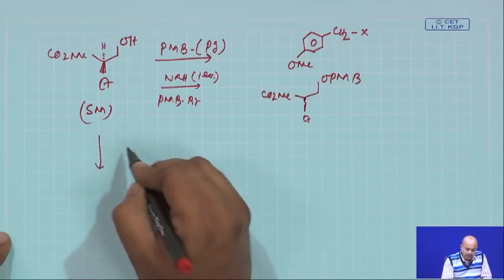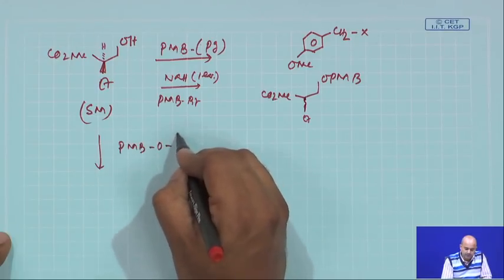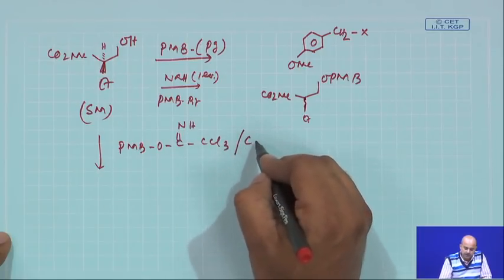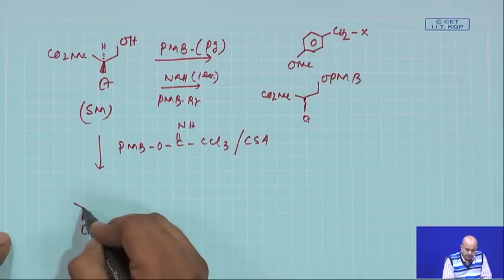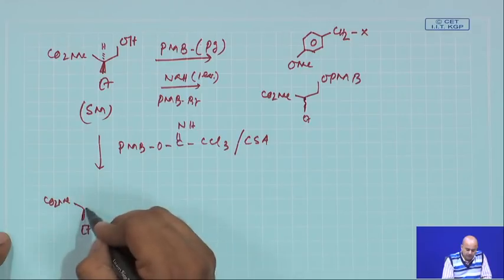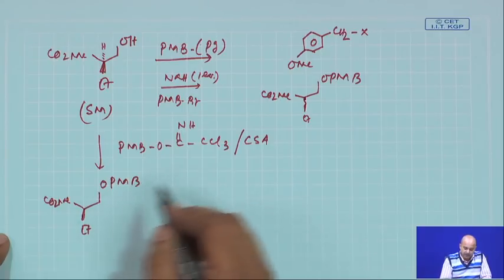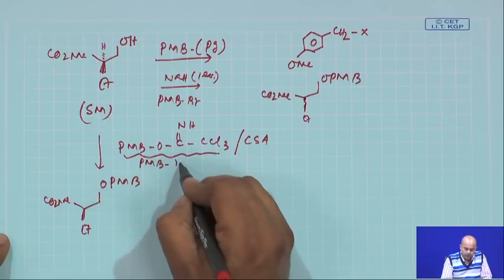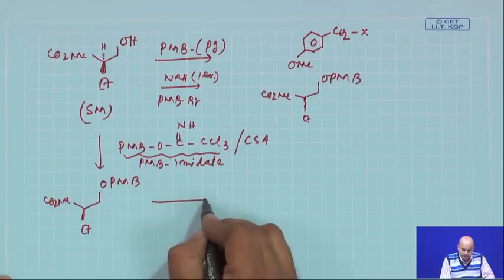Now, in this case we have already talked about how you can use PMB imidate. We have explained how you can prepare it, and basically you need a mild acidic condition. So, first is your PMB imidate, which will basically protect the primary hydroxy group as it is. The chemistry of PMB imidate we have already explained to you in an earlier lecture, so please try to refer to that lecture. Now, your remaining steps are absolutely similar.